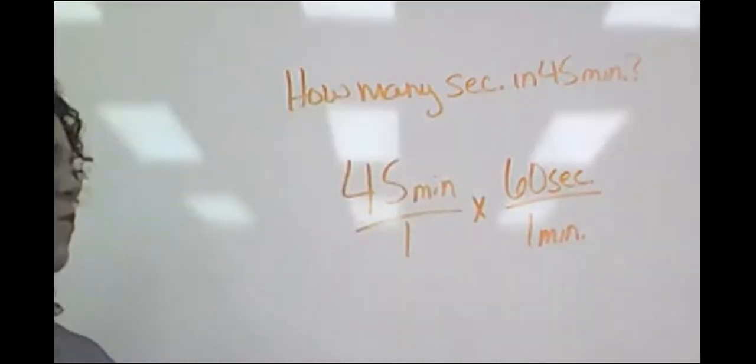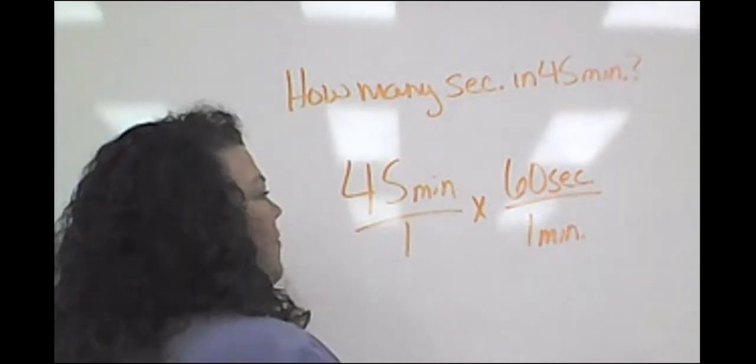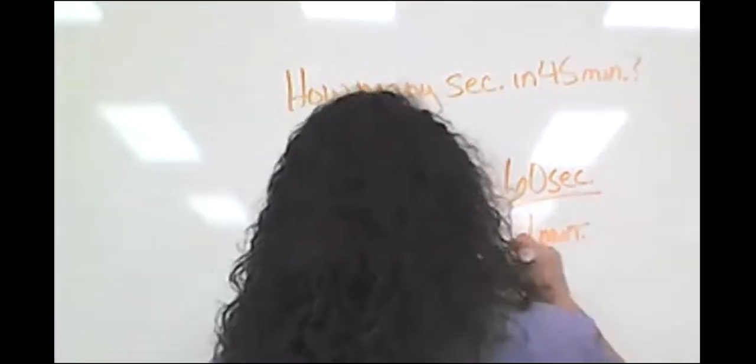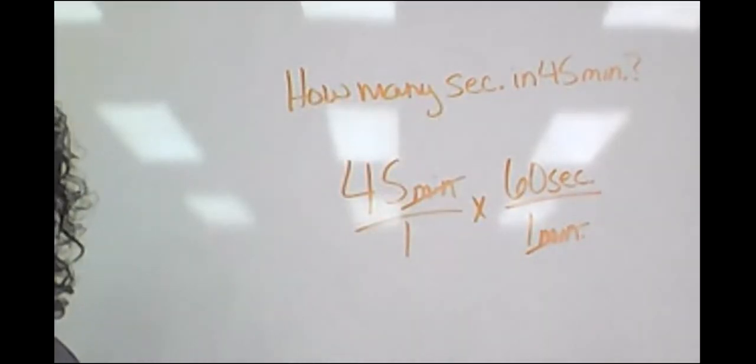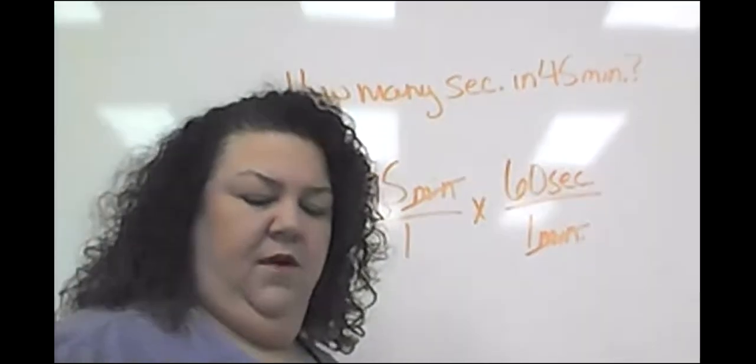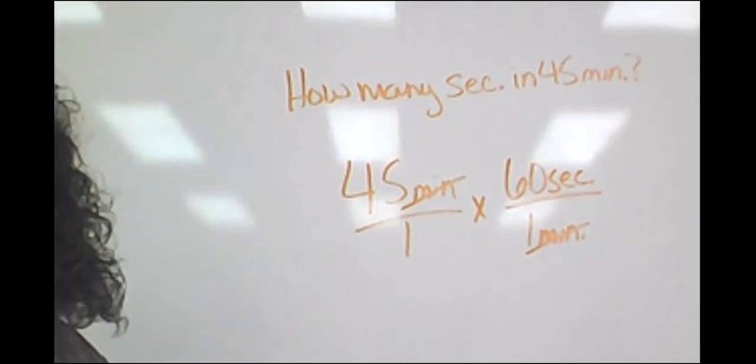$60 seconds per 1 minute, correct? Now I've got my equation set up. I'm going to cancel out my like units. I don't have any like numbers that I can cancel out. So I'm left with 45 times 60 over 1 times 1. So we already know that this is going to come out to be a whole number.